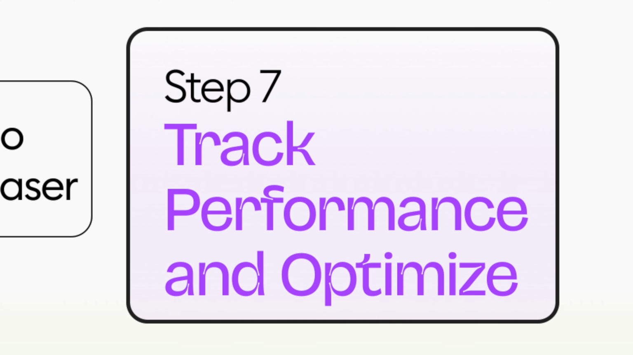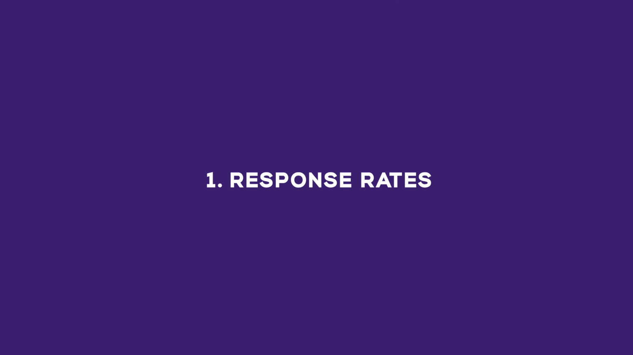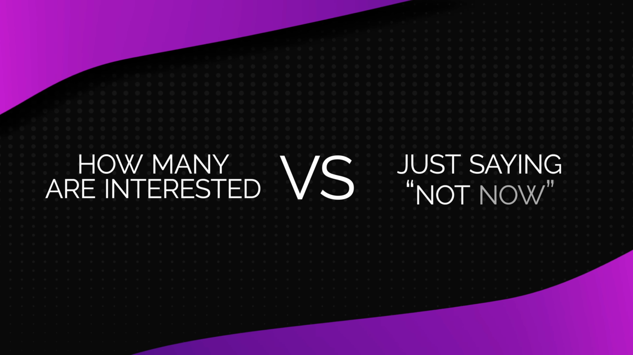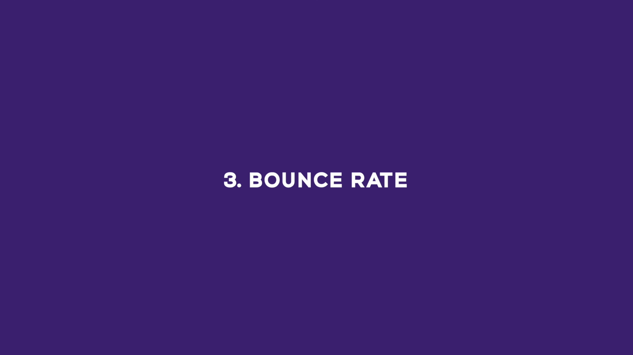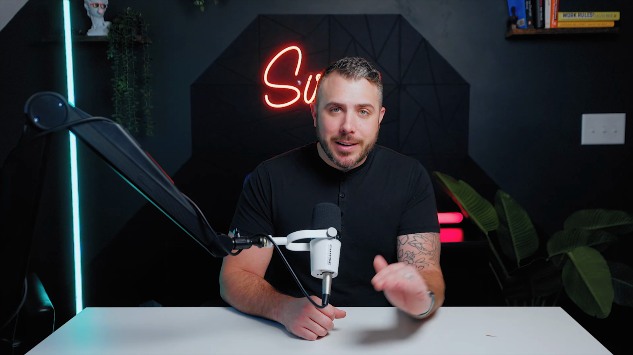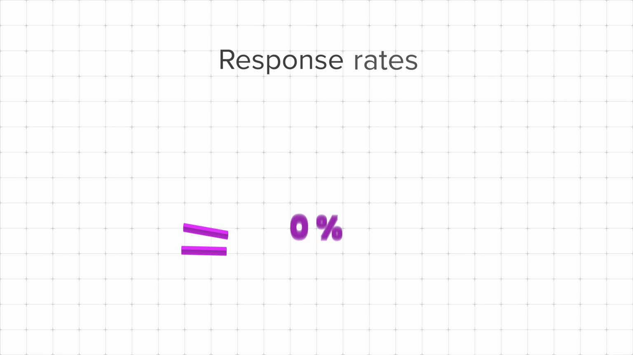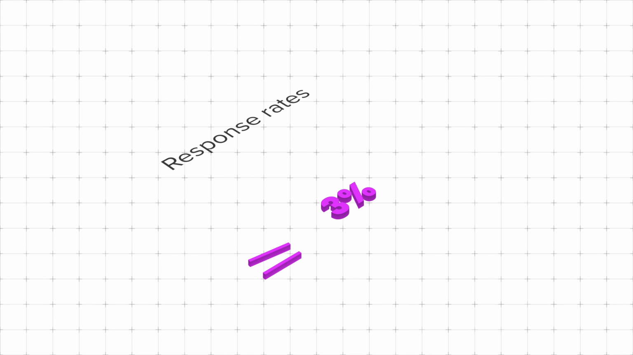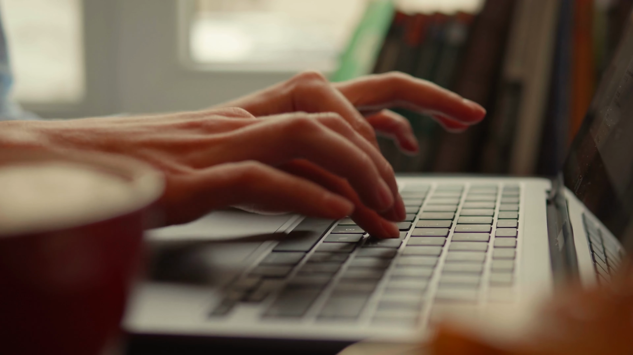Step 7, track performance and optimize. Once you start sending emails, you need to track what's working. The most important metric isn't open rates. Instead, focus on 1, response rates. How many people are actually replying? Number 2, positive replies. How many are interested versus just saying not now. Number 3, bounce rate. If too many emails bounce, clean your list. If you see low response rates, tweak your subject lines, email copy, or follow-up timing. Test everything until you find what works.